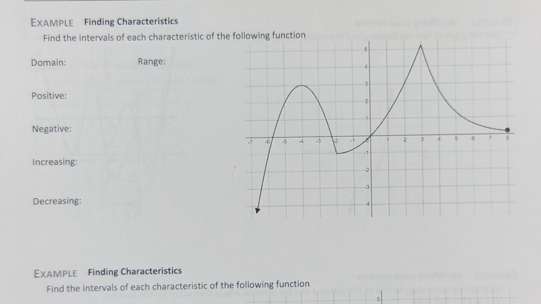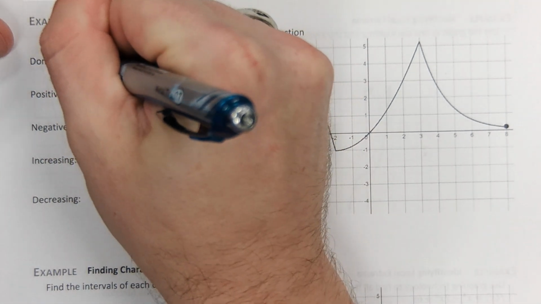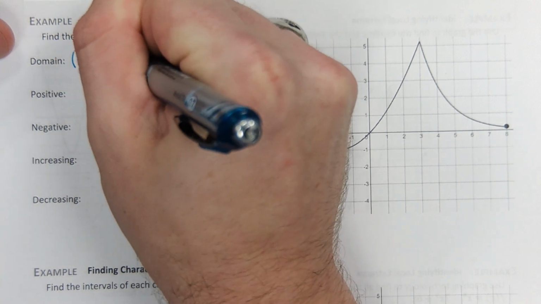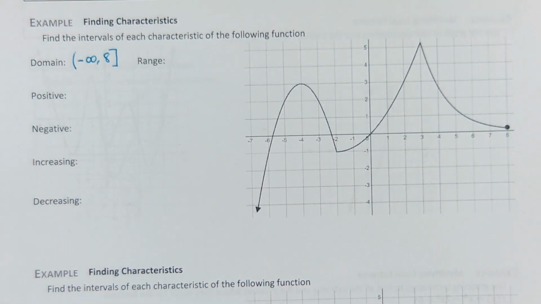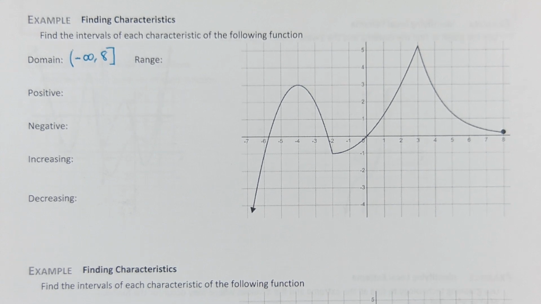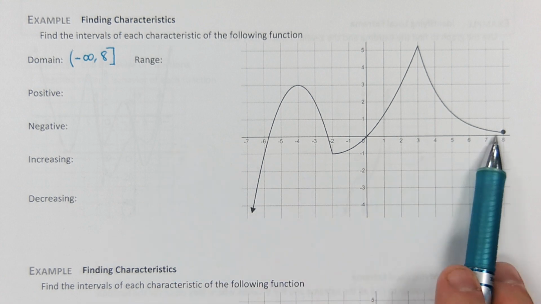No brave volunteers. Okay, Ryan, what do you got for me? Sounds good to me. This is -infinity to 8 with a bracket on the 8 because it is a closed dot. Perfect. Remember, we never include infinities because they are not actual numbers. They're goals. Great.